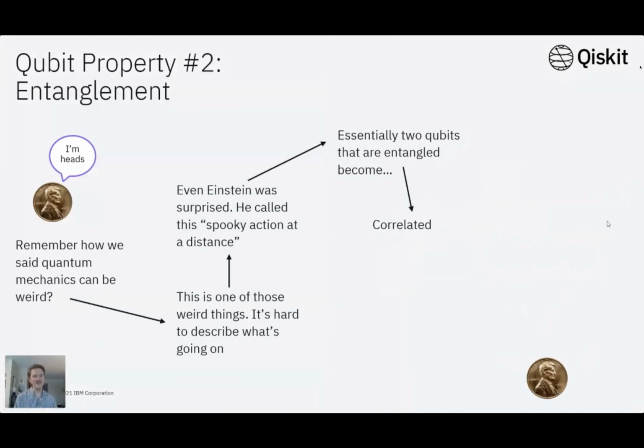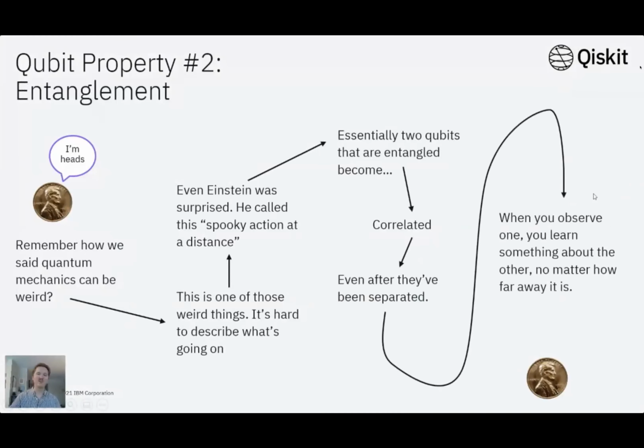But you could think of entanglement kind of like 2 qubits that become entangled become correlated. So even after those 2 qubits have been separated, when you observe one, you learn something about the other, no matter how far away it is. So that's a really key thing here. When you entangle qubits, you're essentially learning about both qubits, even if you only look at one of them.